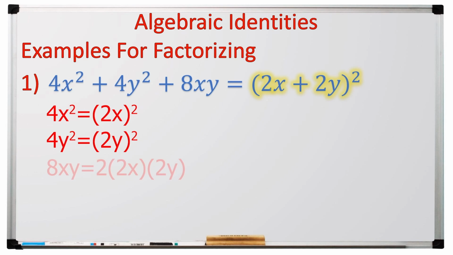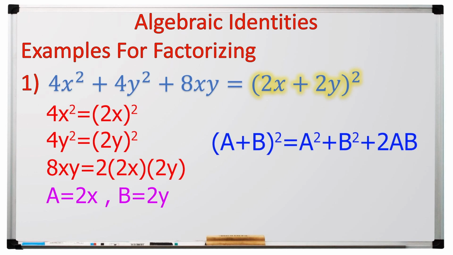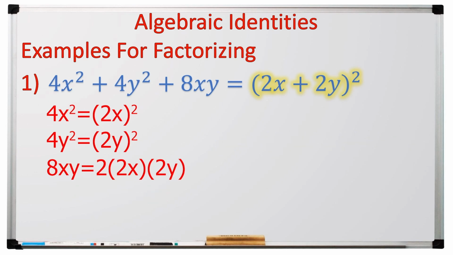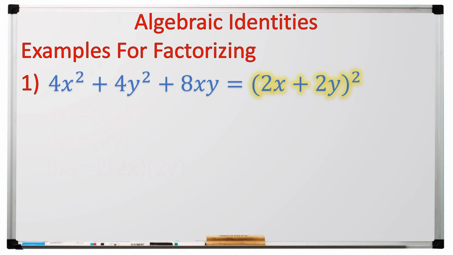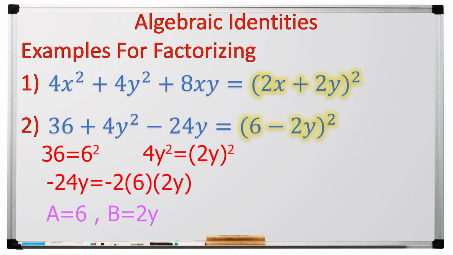Moreover, we can understand that 8xy is equivalent to 2 times 2x times 2y. It's evident that a is equivalent to 2x and b is 2y. Let's substitute them into the first identity. We rewrite 36 equals 6 square and 4y squared is equivalent to 2y square. -24y equals -6 times 2y. It's evident that a is equivalent to 6 and b is 2y like the previous example. Let's substitute them into the second identity.